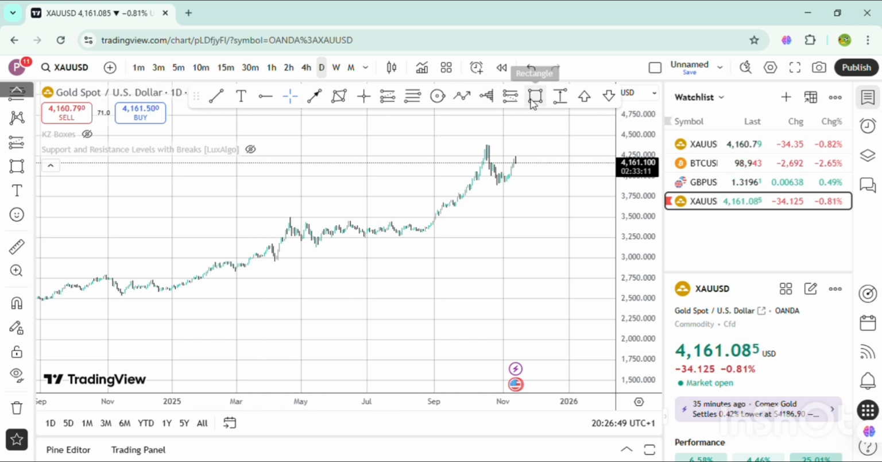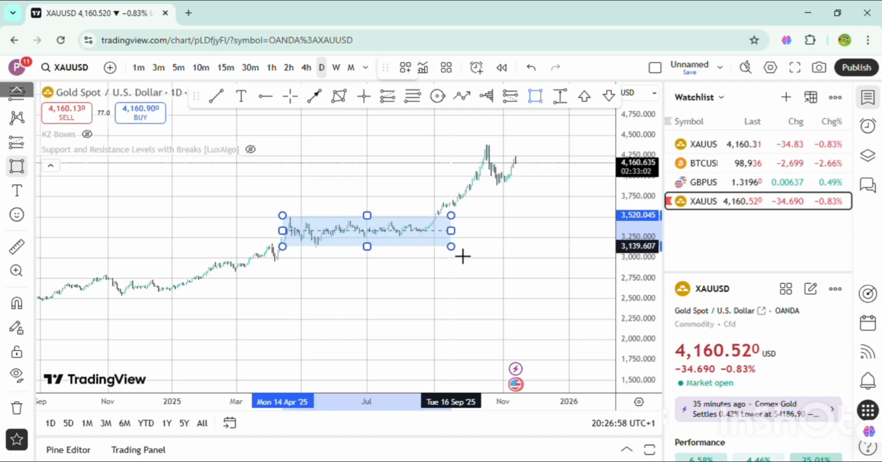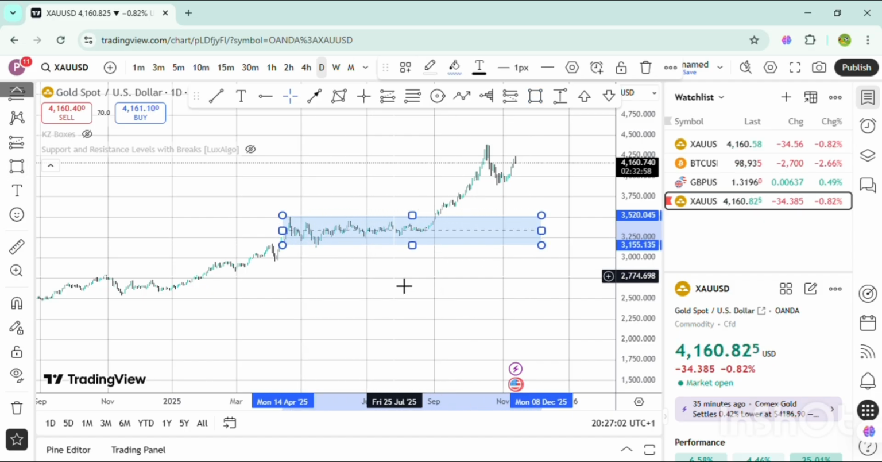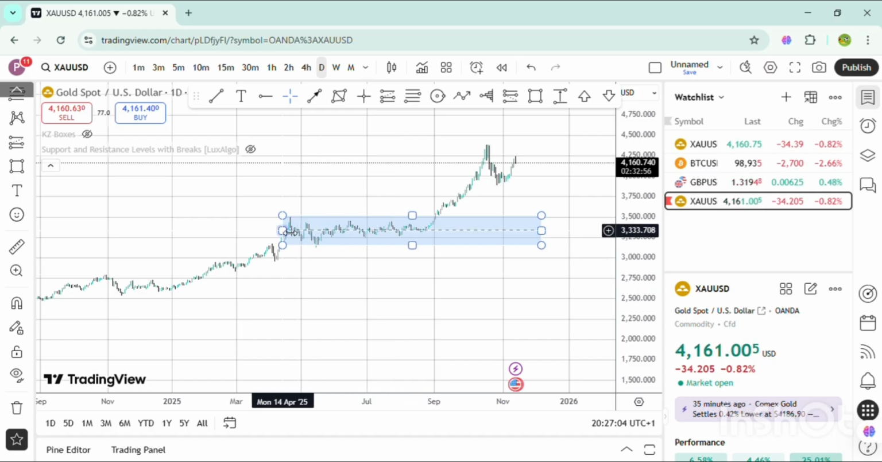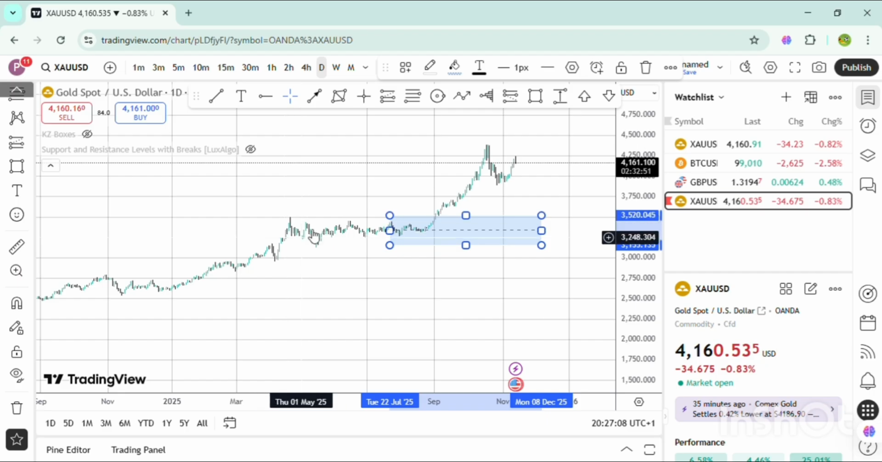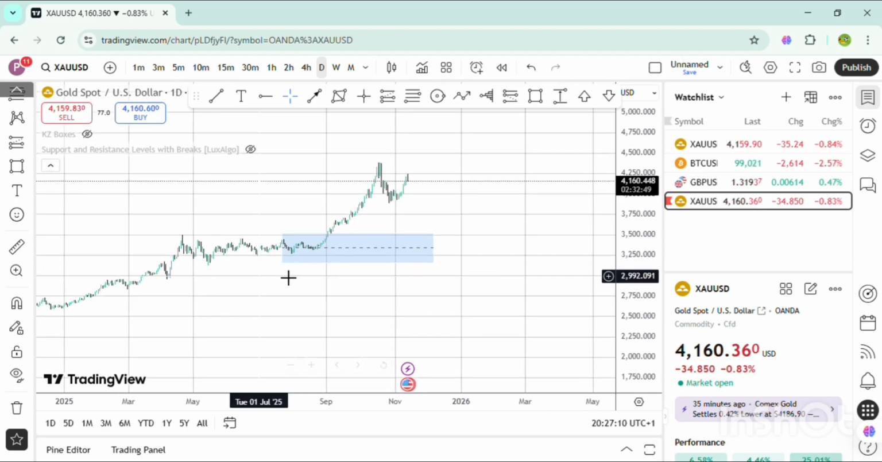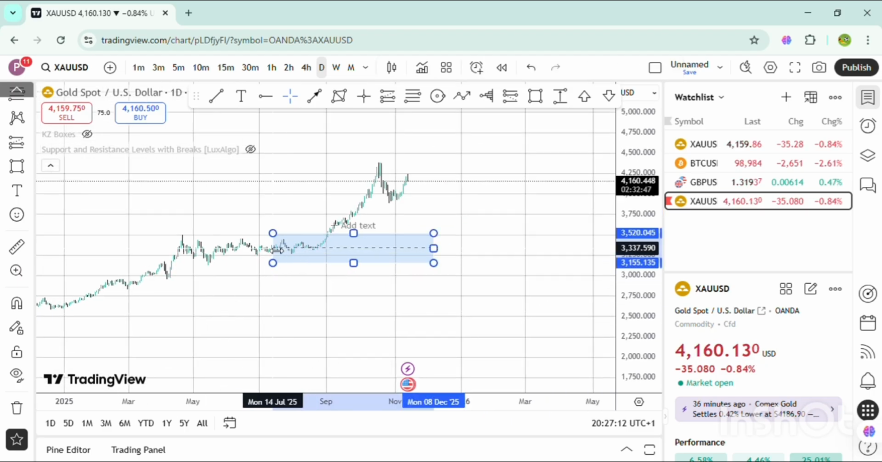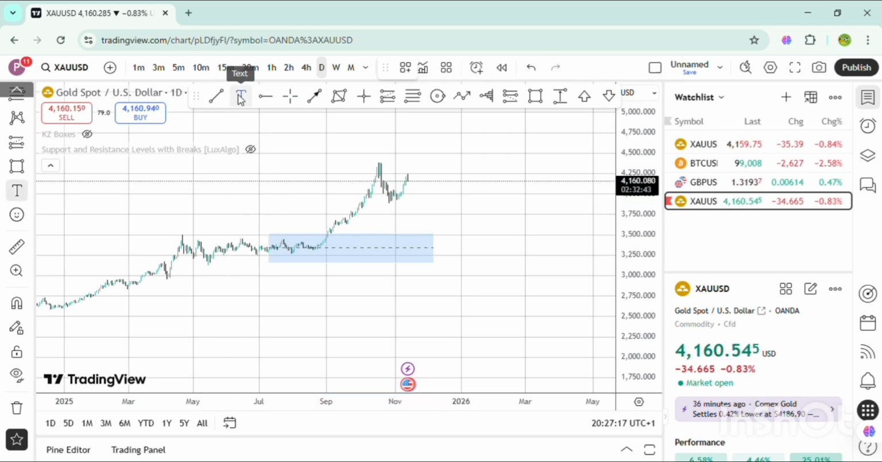Firstly, on the daily time frame, I'm going to mark out the demand zone and the supply zone. So here is the demand zone. We are going to map out the demand zone. So this is the demand zone. All these past data are gone. So we just start from here. We don't need that information anymore. We need the recent information. So from there is the demand zone.